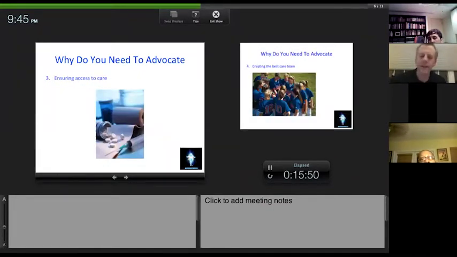Another reason why advocating as a caregiver for somebody else is extremely important is because access to care is such a complex issue. And that can mean so many different things. That can mean access to treatment. That can mean access to facilities. That can mean access to diagnostic testing.